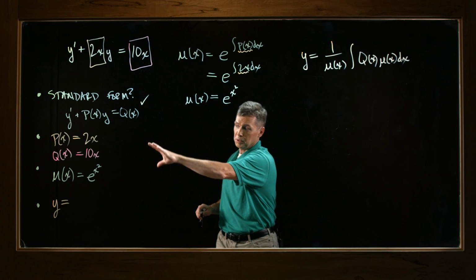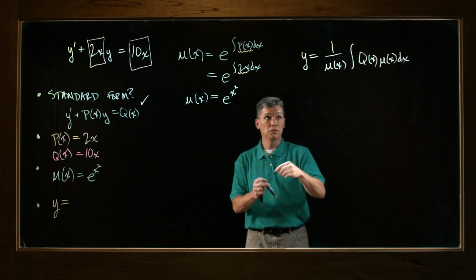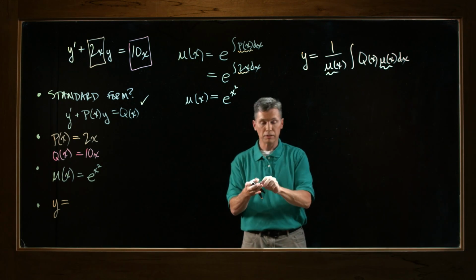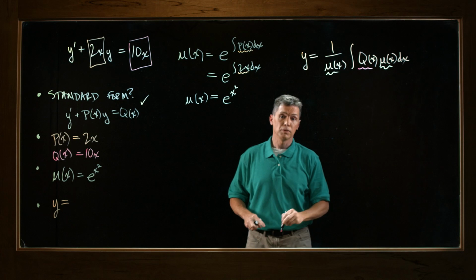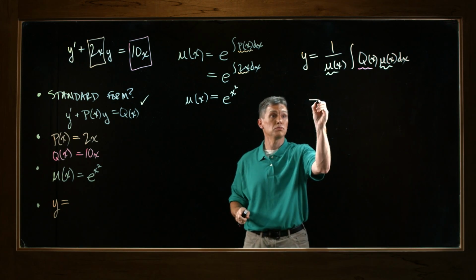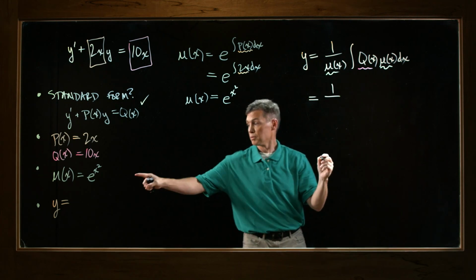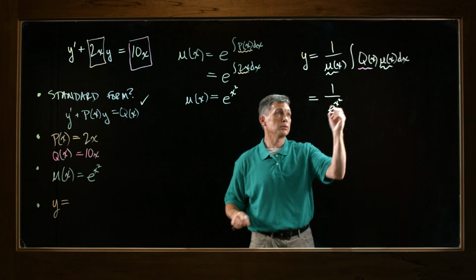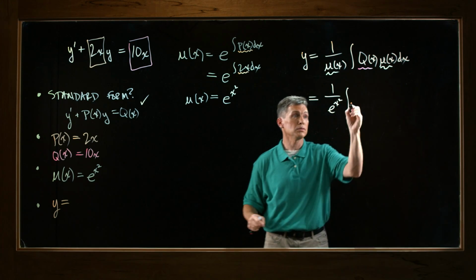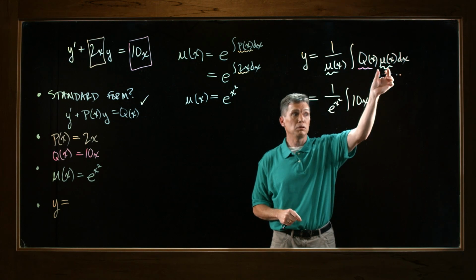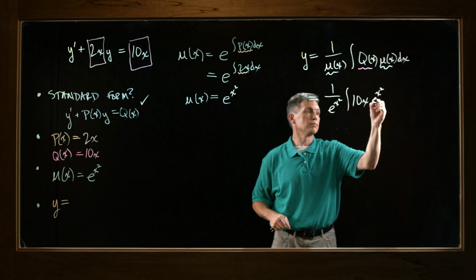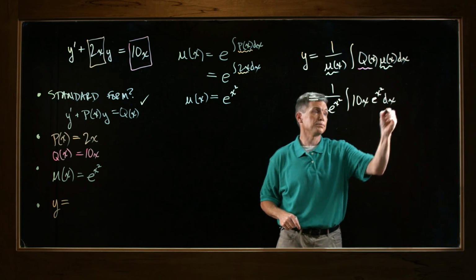That's our formula that's going to get us our y equals. And I mentioned that these are pieces of the puzzle to put in the right place. You can see your mu of x here and here, and you can see your q of x here. So I just have to grab the items that I have lined up and put them into the formula. 1 over e raised to the x squared, integral. My q of x was 10x.